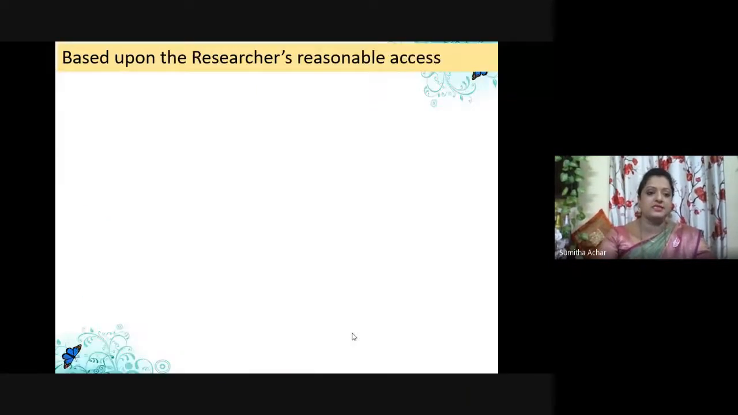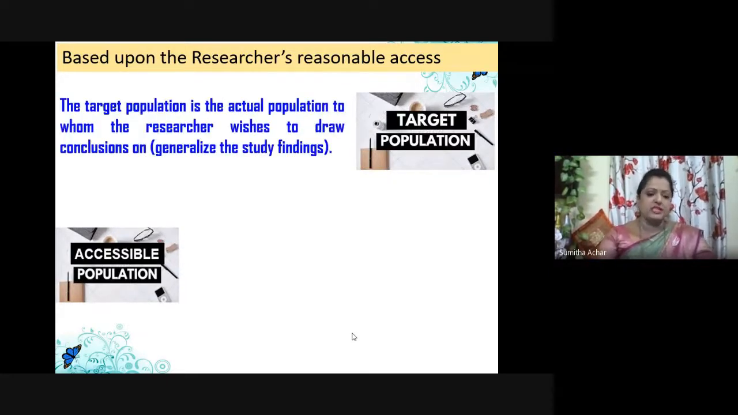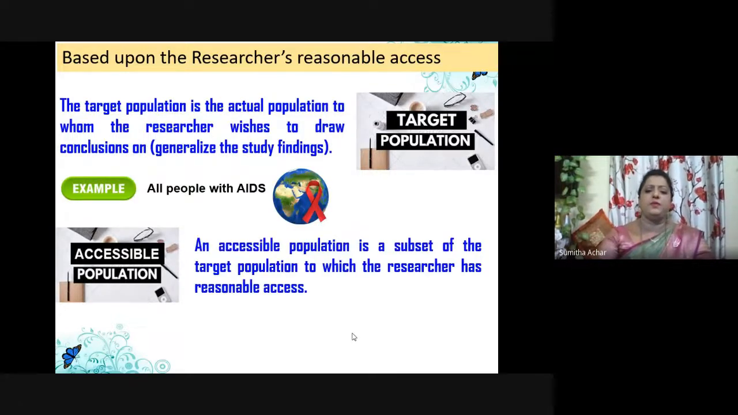Now, having said this, we define two other types of population as the target population and the accessible population. Target population and accessible population. So as the word itself says, the target population is the actual population on whom the researcher wishes to target, or wishes to draw the conclusion from, or to which the researcher wants to generalize the study, right? So ultimately, we are doing a survey to generalize it to the whole of the population. So here, if you want to generalize your sample study to the population, that population will be called a target population, right? Now, what is accessible population?